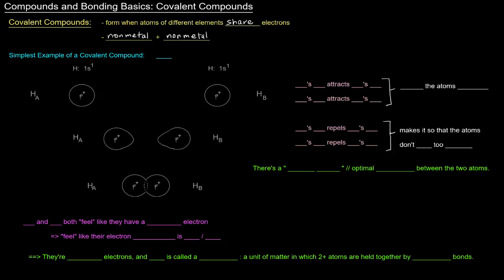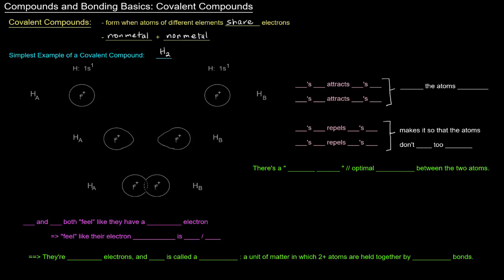Okay, so let's start with an example. In fact, let's start with the simplest example of a covalent compound, and that'll be diatomic hydrogen, H2. So two hydrogen atoms coming together and forming a covalent bond. What exactly is happening? How does that situation occur? How do these two separate atoms end up sharing electrons? Okay, well, let's imagine it here.